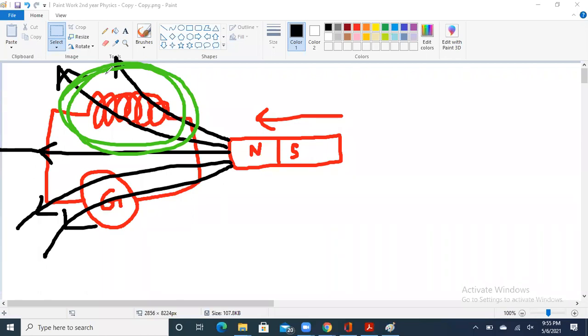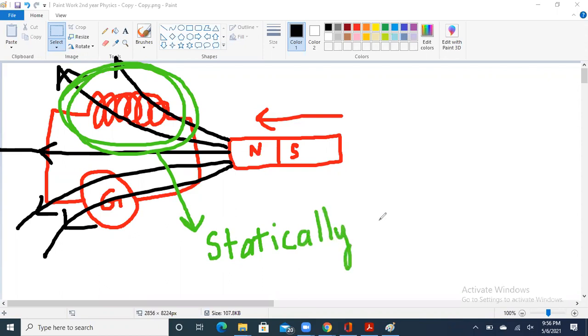now since the magnetic field has been changed, our magnetic flux has been doubled, therefore it will again induce EMF in this system. But what is that induced EMF? This induced EMF is specifically the statically induced EMF. Why is it static? Because the coil is not moving, only the magnet is moving.